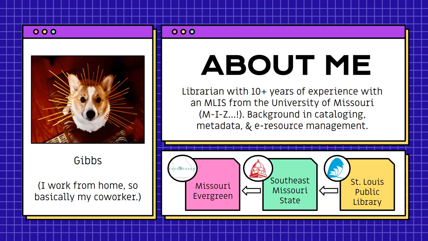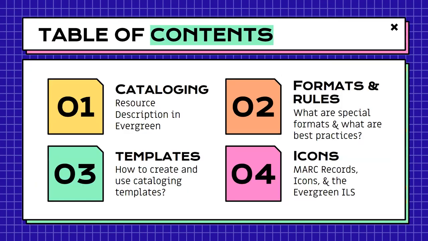So a little about me. I've been a librarian for about 10 plus years. I got my MLS from Mizzou. I have a background in mostly cataloging, but accidentally, as my flowchart shows below, I started at St. Louis Public Library as a lower level technical services person putting on security strips for about a year while I did my MLS. Then I went to an Evergreen library as a director for 9 months. And then I jumped into academia, where I was forcibly made to do electronic resources. And then I came back to Missouri Evergreen. So it feels like home. This is Gibbs, my corgi. He's basically my coworker since I work from home.